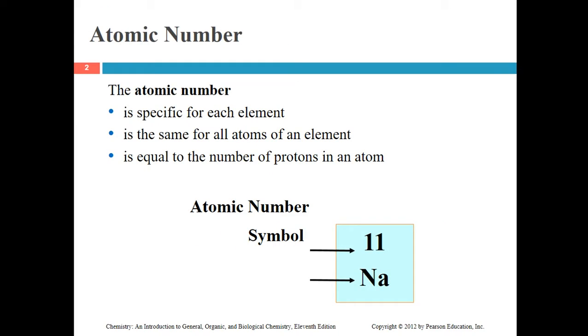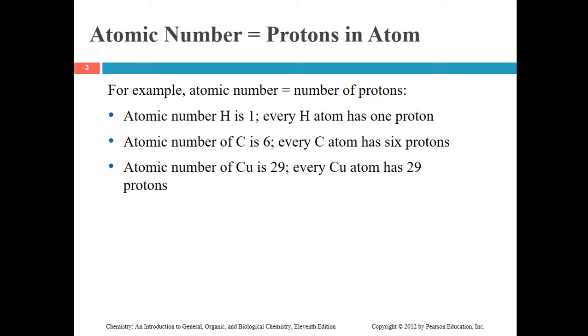So first of all, the atomic number is very specific for each element. It is the same for all of the different atoms of that particular element. And that number is equal to the number of protons in an atom. And so if there's only one number there, then our atomic symbol, atomic number 11, that also represents 11 protons. And so if you look at the periodic table for hydrogen, the number there is 1, which tells us that for every hydrogen atom it has 1 proton.